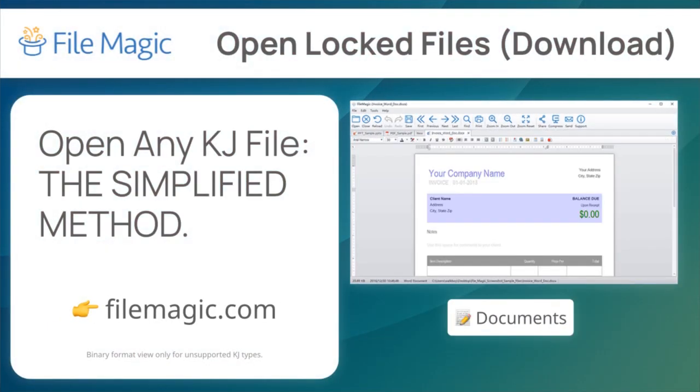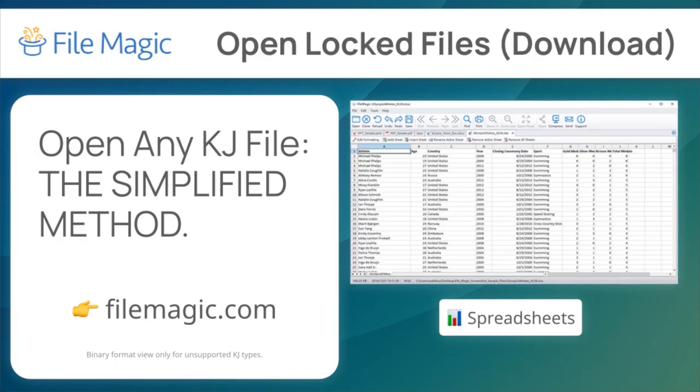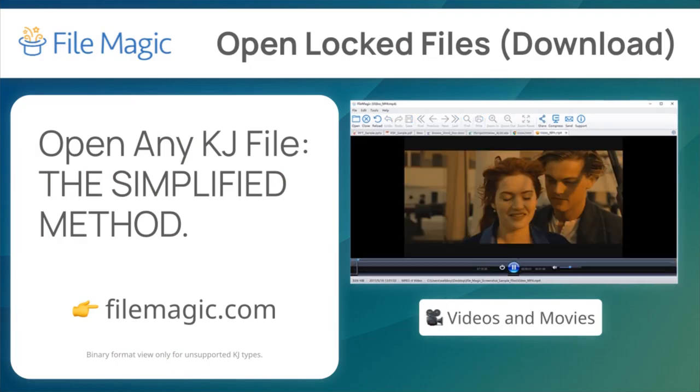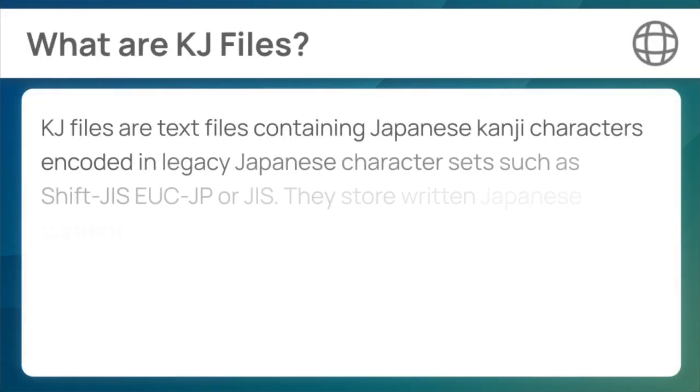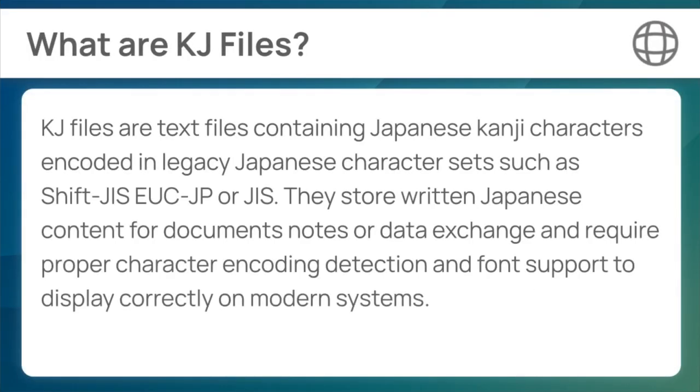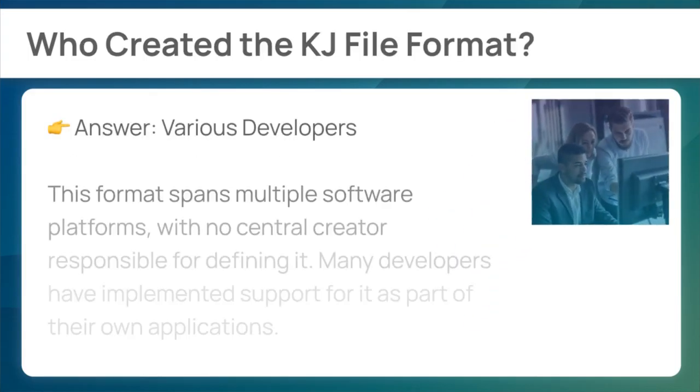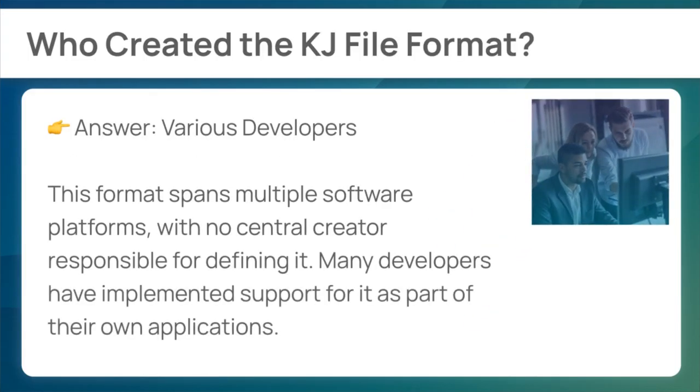We will talk about a powerful third-party KJ file inspection utility that extends its support to hundreds of different file types. KJ files are text files containing Japanese kanji characters encoded in legacy Japanese character sets such as Shift-JIS, EUC-JP or JIS. They store written Japanese content for documents, notes, or data exchange and require proper character encoding detection and font support to display correctly on modern systems.